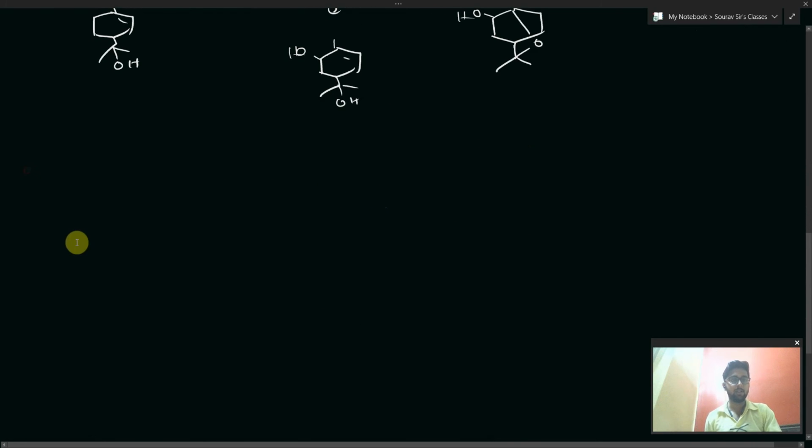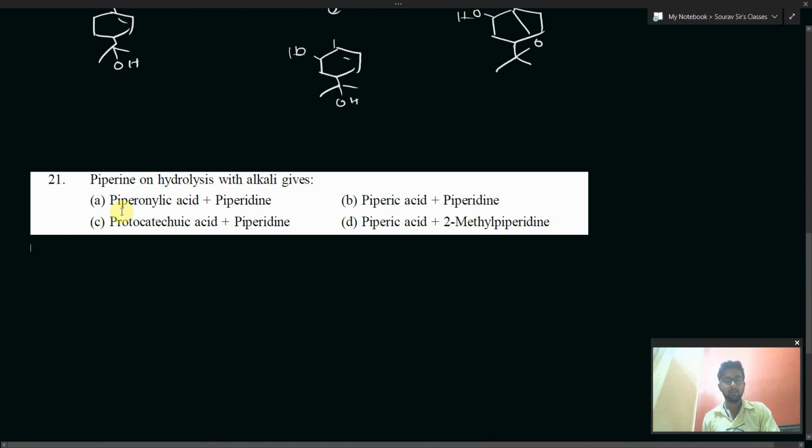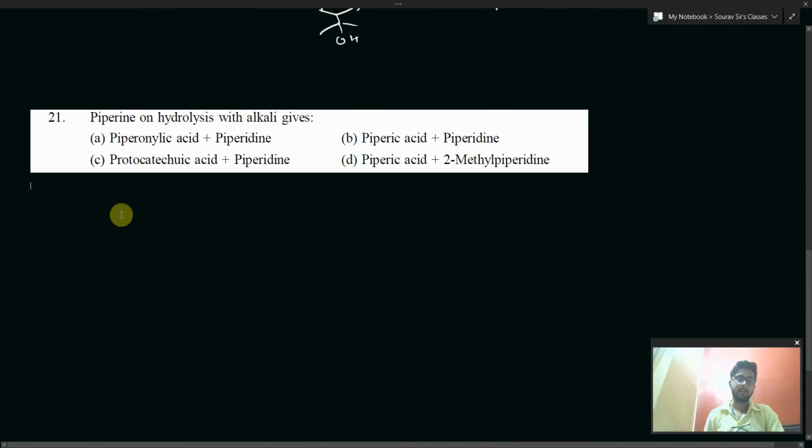So let us move on with the next question that we have. Let me show you the next question. Piperine on hydrolysis with alkali gives... Okay, so basically, let us firstly draw and know what piperine is, and what alkali hydrolysis of piperine would be providing us. So piperine has the structure.